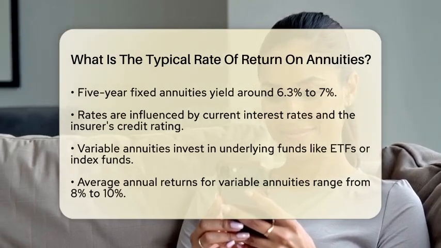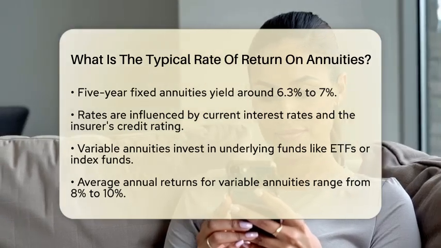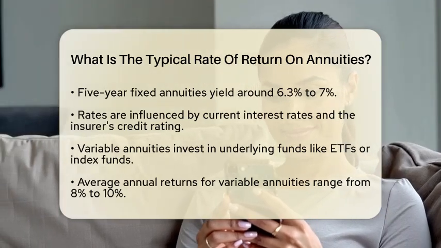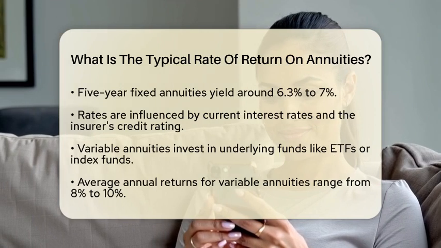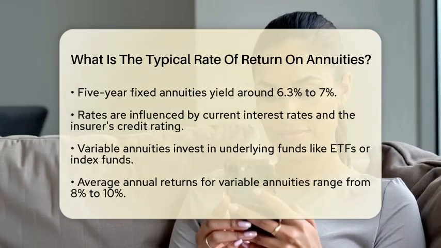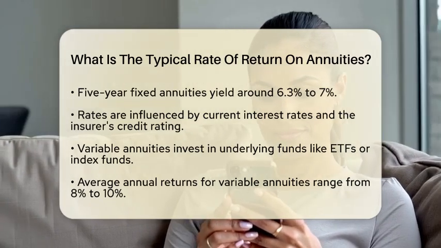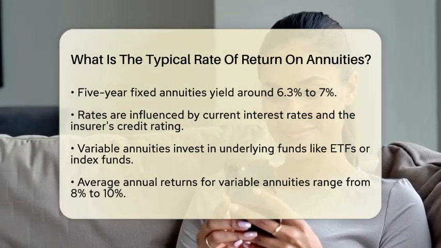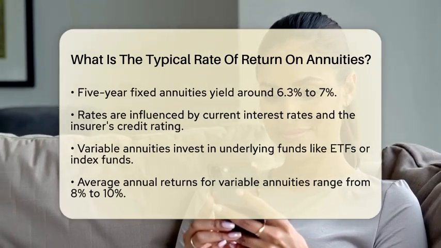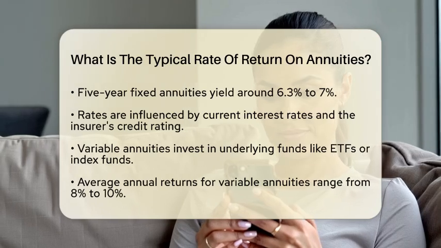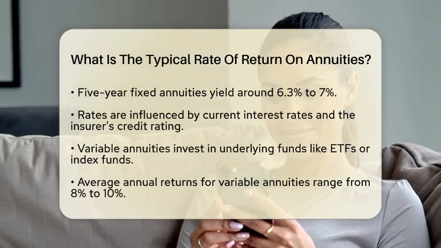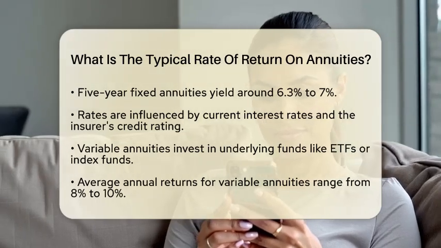Now, let's talk about variable annuities. These are a bit different because they invest in underlying funds, such as exchange-traded funds or index funds. Typically, variable annuities have an average annual return between 8% and 10%. However, keep in mind that these returns are not guaranteed and can fluctuate based on market performance.